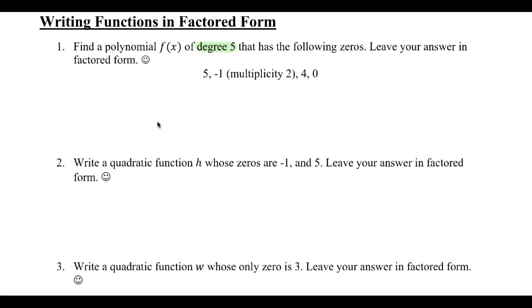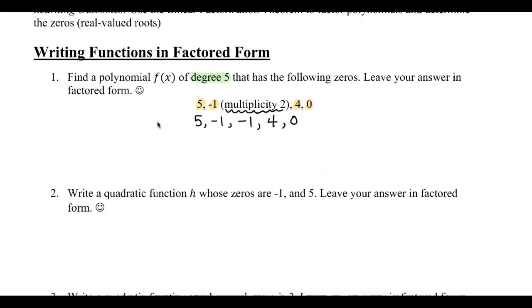I have 1, 2, 3, 4 zeros listed. But as you can see, -1 has multiplicity 2. So we really have 5, -1, -1, 4, and 0. We do have 5 zeros, so we should be able to write 5 factors based on these. Remember, if 0 is c, then the factor is x minus c.